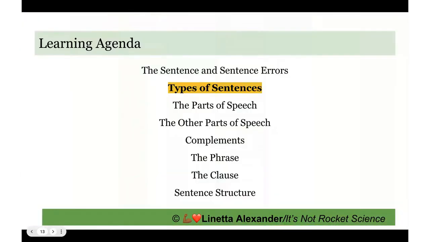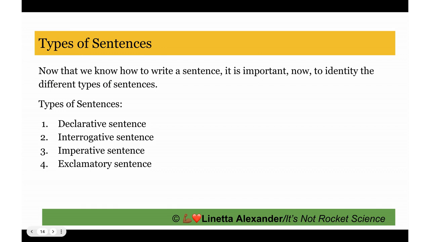Today's lesson, we are going to talk about types of sentences. The previous lesson was on the sentence and sentence errors. If you missed it, make sure you go and check that out. All right, so types of sentences. Now that we know how to write a sentence, it is important now to identify the different types of sentences. There are four major types: declarative sentence, interrogative sentence, imperative sentence, exclamatory sentence.